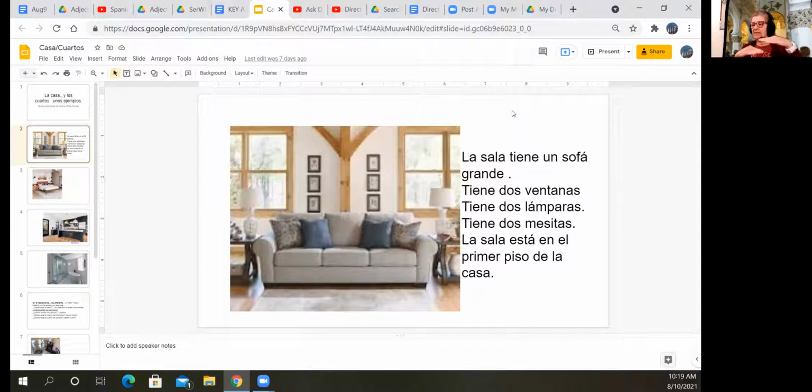La sala está en el primer piso de la casa. La sala está, the living room is on. I'm talking about location. So now it's la sala está. I'm talking about where it's located in the house, what floor. Está en el primer piso, okay? It's on the first floor.